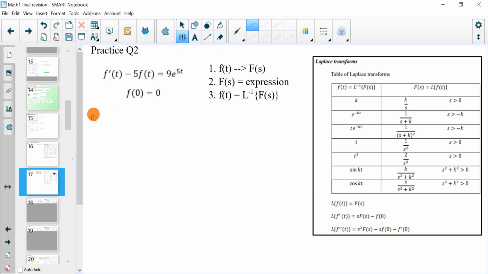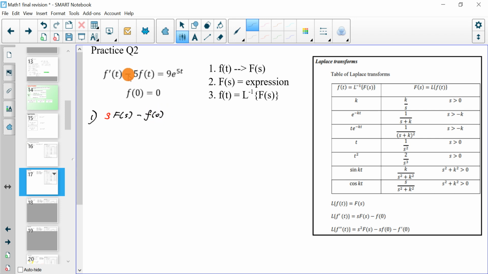So firstly, let's transform everything from f of t to f of s. The first derivative of the function, if you look at the formula here, is going to be this part, s f of s minus f of 0. So I'm just going to copy that down. I'll use red color for s, so it doesn't look like a 5. So s times f of s minus f of 0.